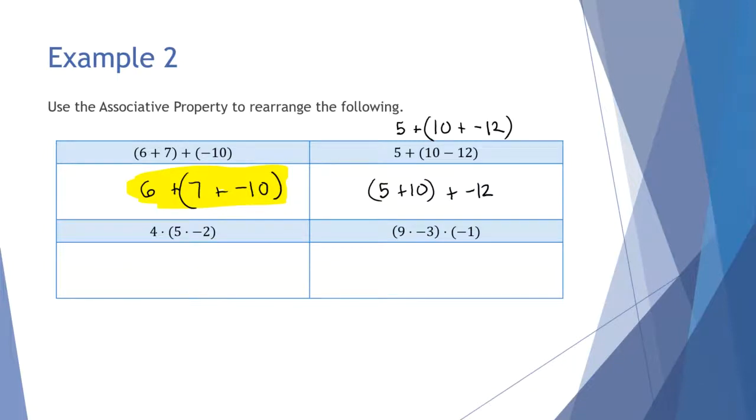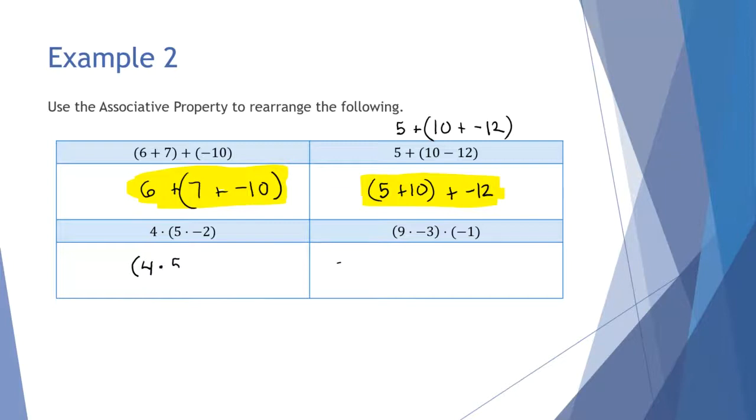So the associative property is all about shifting where your parentheses are, which you can only do if you have everything added or everything multiplied. Now on the bottom row, this is where I have the associative property of multiplication. First I have 4 times, and then grouped together 5 times negative 2. Here I've got the last 2 things grouped together. So I can shift and move where those parentheses are and group the first 2 instead. And that's the associative property.